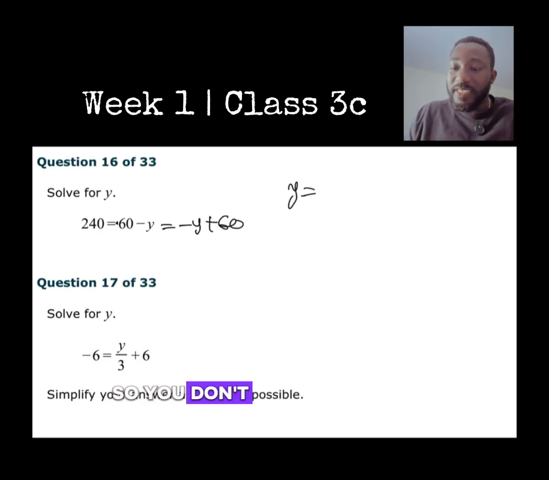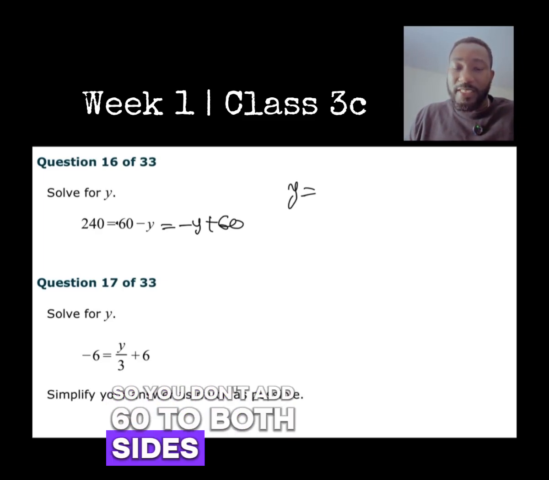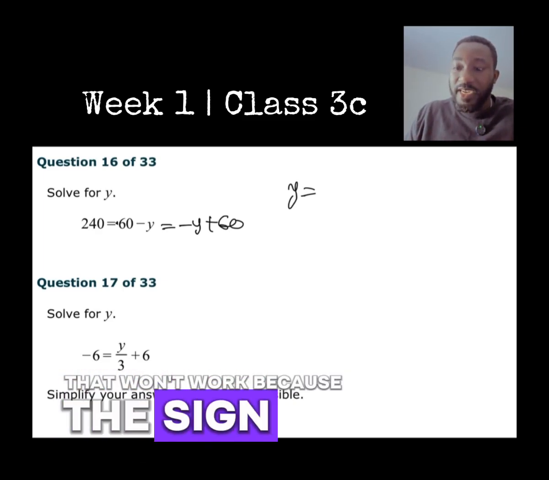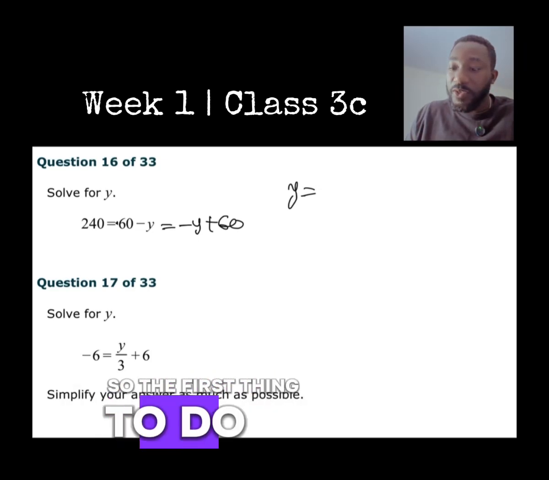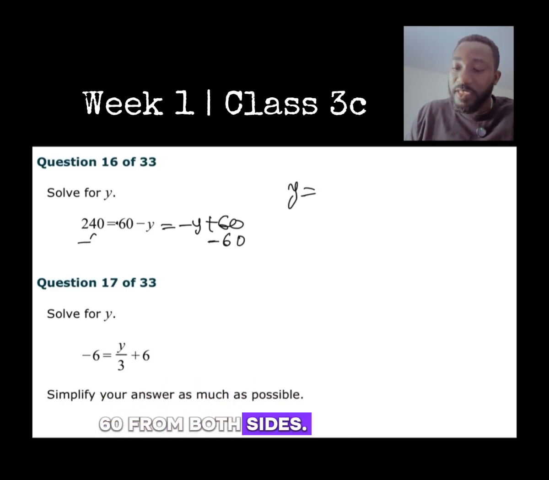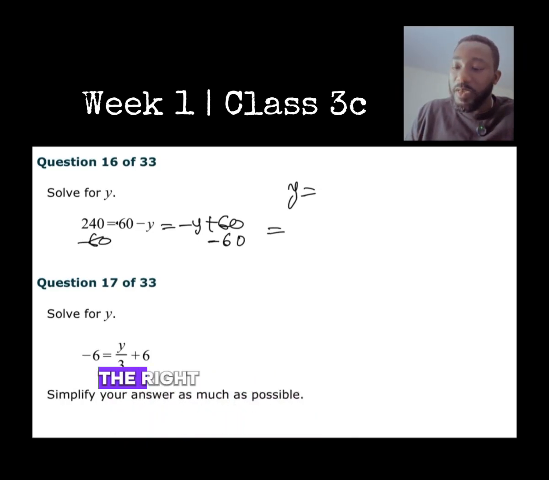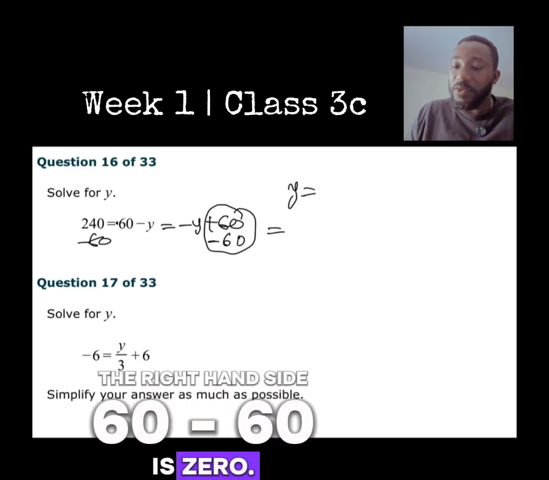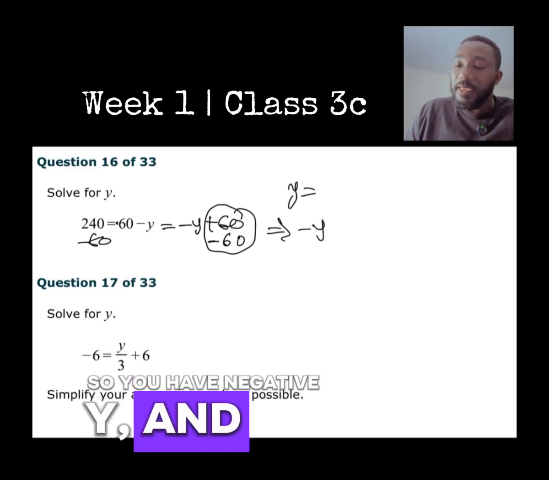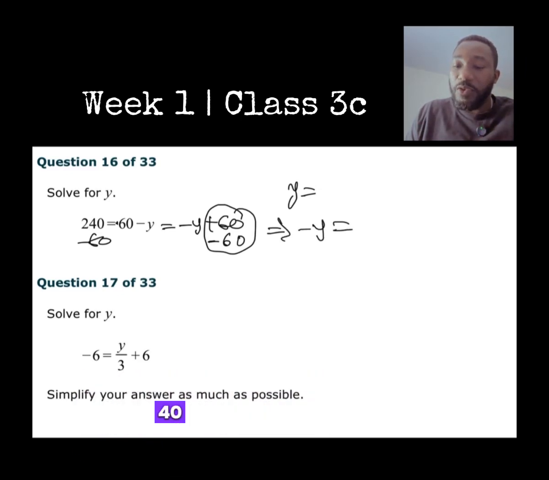So you don't add 60 to both sides here. That won't work because the sign of 60 here is positive. So the first thing to do is subtract 60 from both sides. Now if you do that, on the right-hand side, 60 minus 60 is 0, so you have negative y. And on the other side, you have 240 minus 60 is 180.